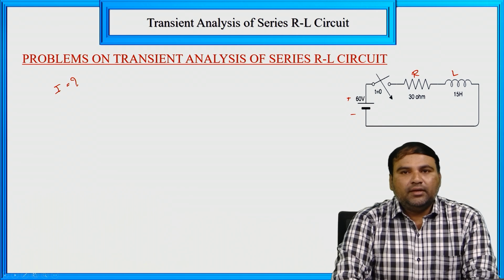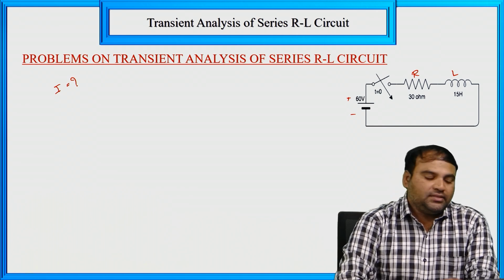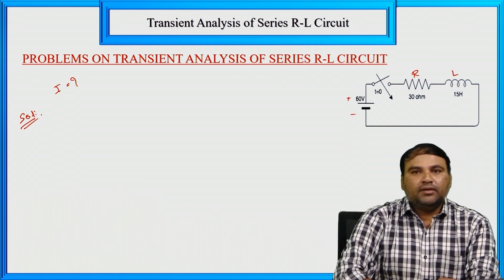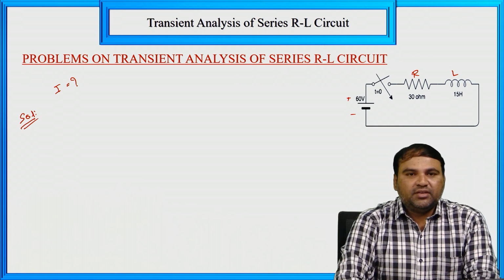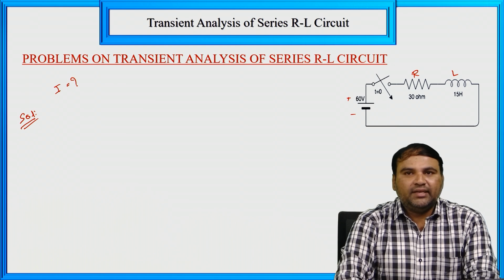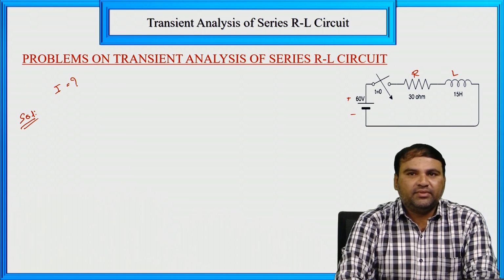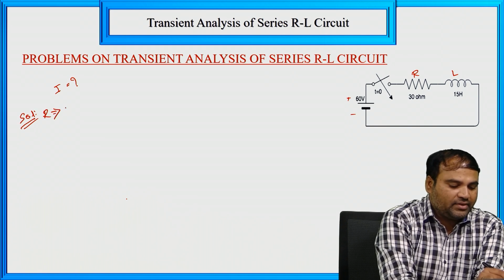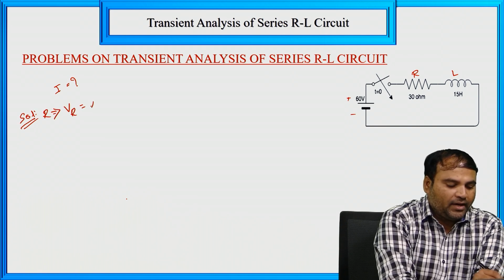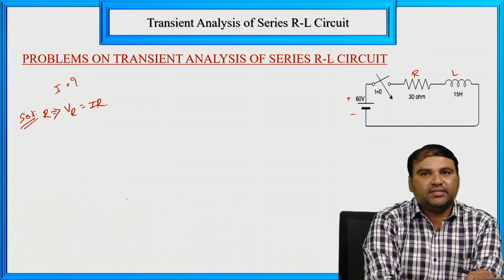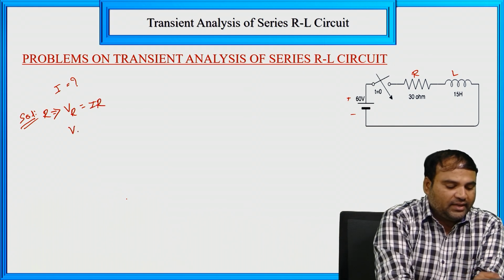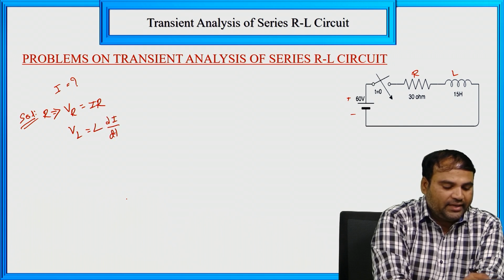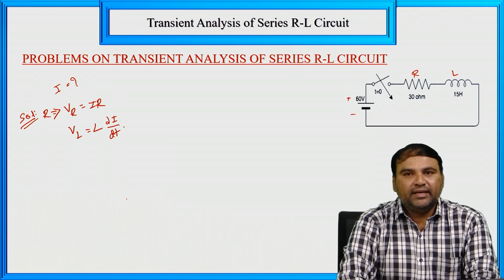For this, what we need to do? First, we need to write the voltage equation of the resistor and the voltage equation of the inductor. Across the resistor R, we already know the equation: VR is equal to I into R is the voltage equation of the resistor, and the voltage equation of the inductor is VL equal to L into di divided by dt.